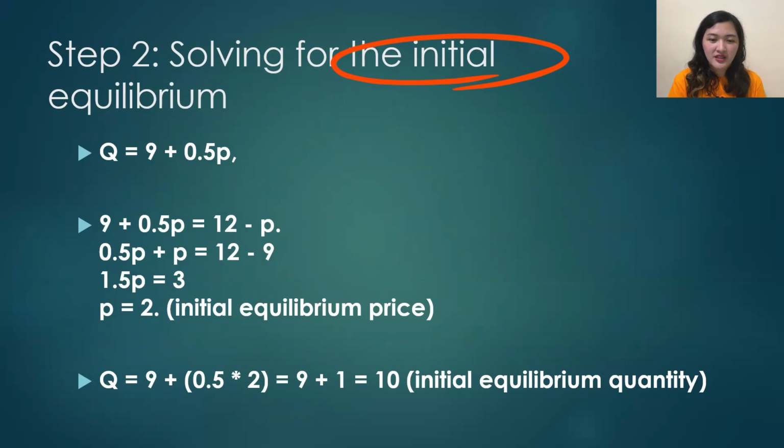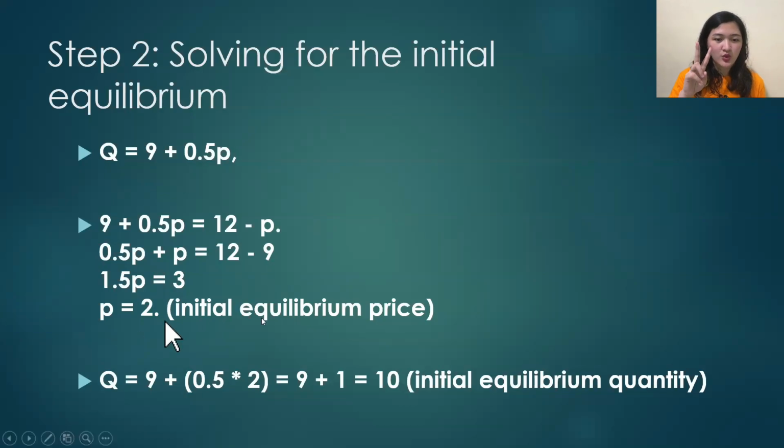Now that we have the demand curve, let's find the initial equilibrium price and quantity by setting the supply equal to demand. That means we equate the supply function and the demand function, giving us the initial equilibrium price 2. To find the equilibrium quantity, we substitute this price back into either the supply or demand function. Here, let's use the supply function, which gives us the initial equilibrium quantity at 10 million tons.